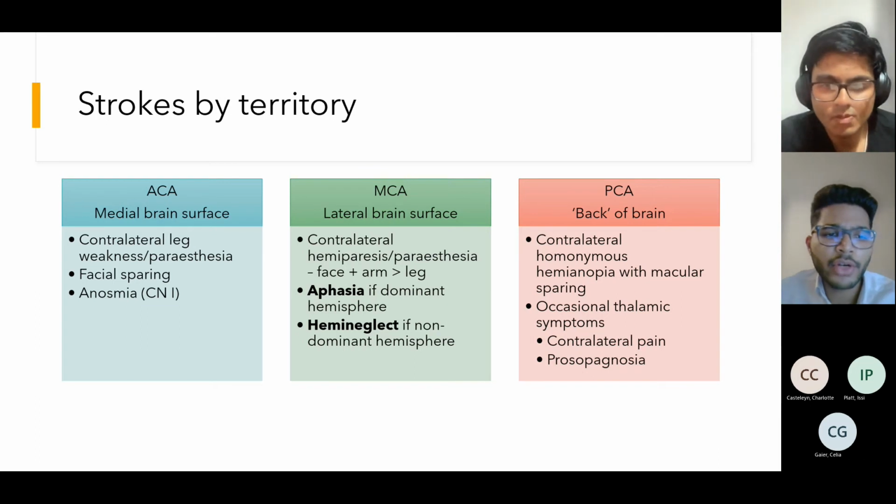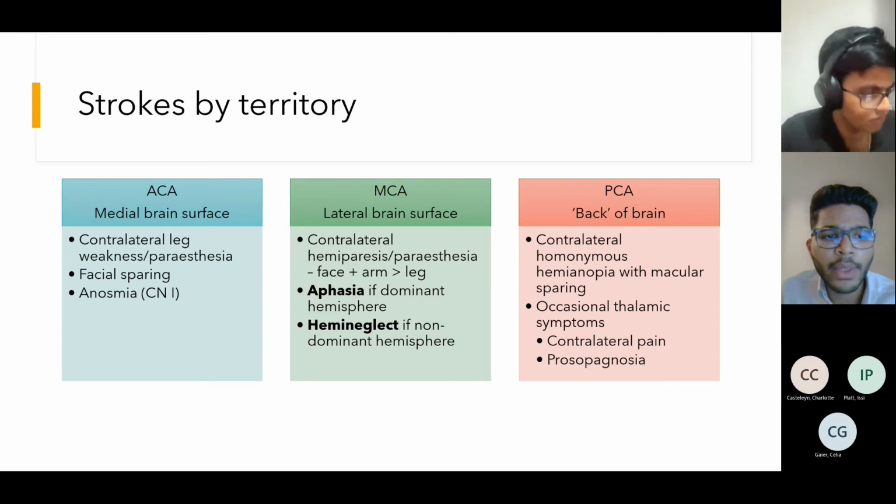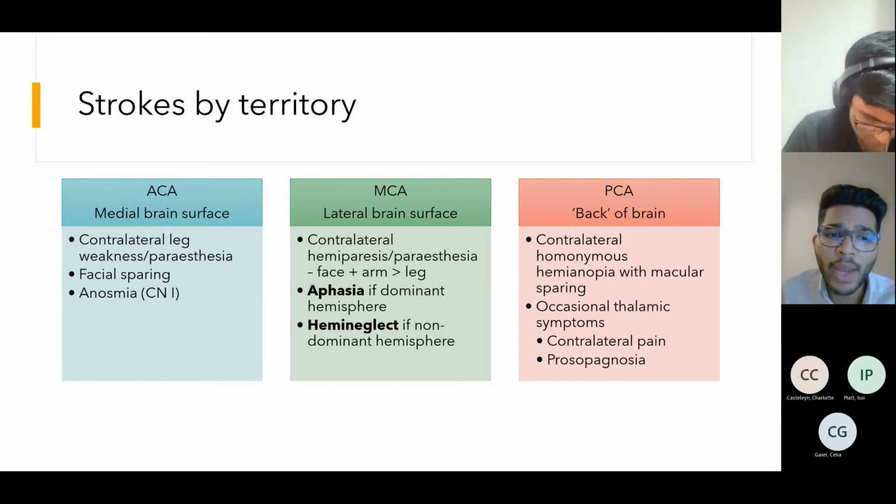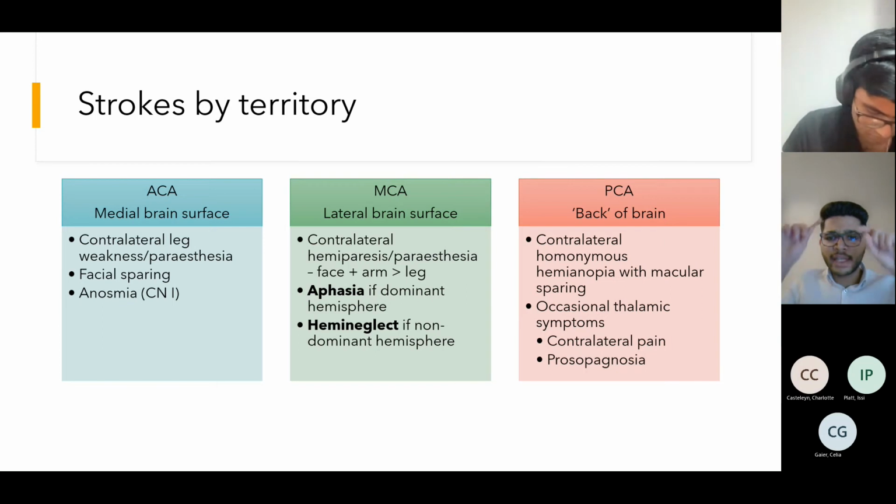So strokes by territory. You've got your ACA, medial brain surface, so contralateral leg weakness and paresthesia. You don't generally get the face affected because that's a more MCA thing. And interestingly, you can get anosmia because if you remember, cranial nerve 1 is an extension of the brain. It comes forward and then you get your fibers coming down through the cribriform plate at the top of the nose.